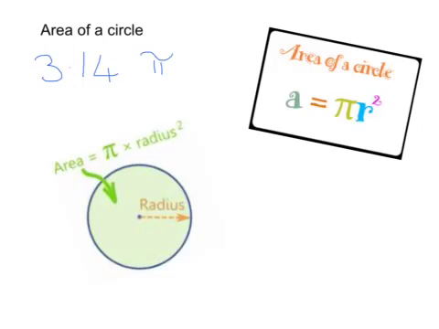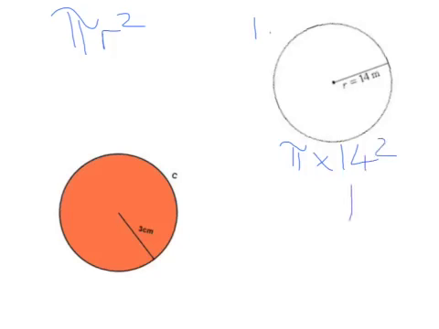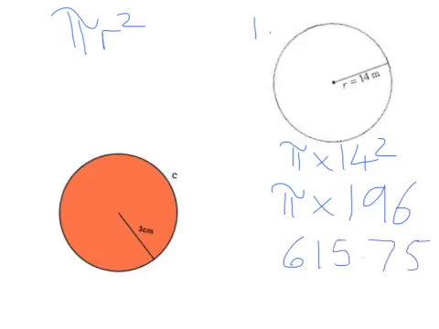So let's look at some examples. Right, so the area of our circles are pi times radius squared. So for example 1, we will have pi times 14 squared. 14 squared is 196, and if I've got a scientific calculator, I can do this times pi, which would come out as 615.75 to 2 decimal places. Because the units are metres and it's area, it would be metres squared.